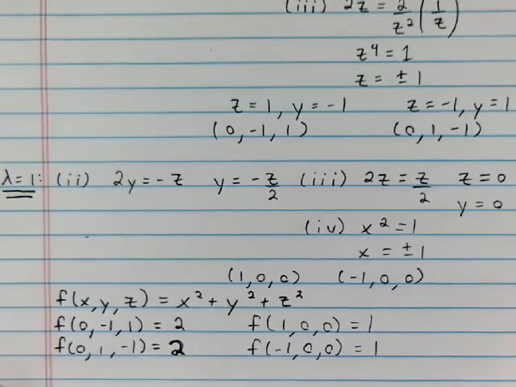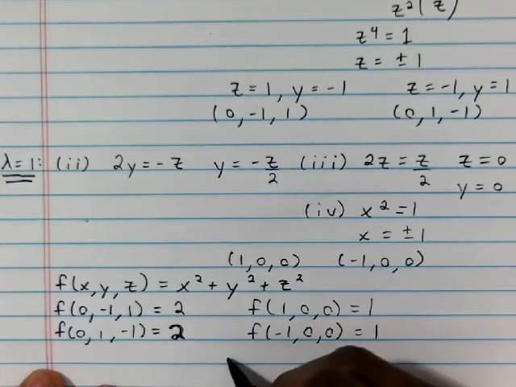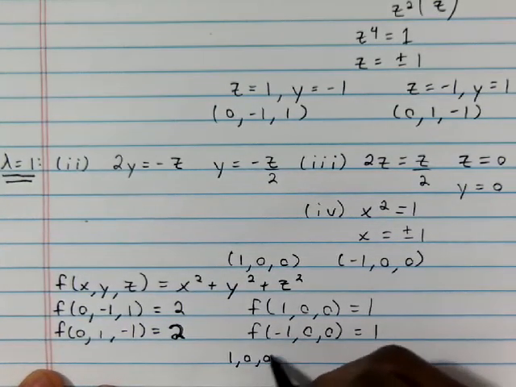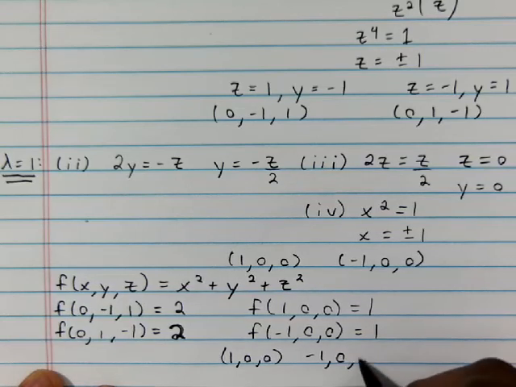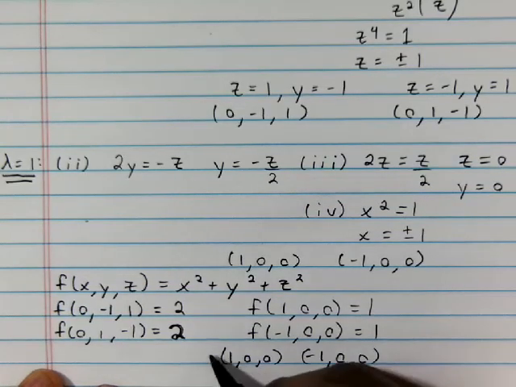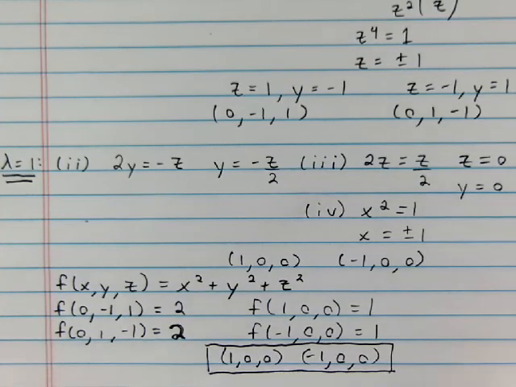All right, so our minimum is 1. It occurs at the points (1, 0, 0) and (-1, 0, 0). So those will be the answers to our question. So (1, 0, 0) and (-1, 0, 0). And those will be the answers to number 15.